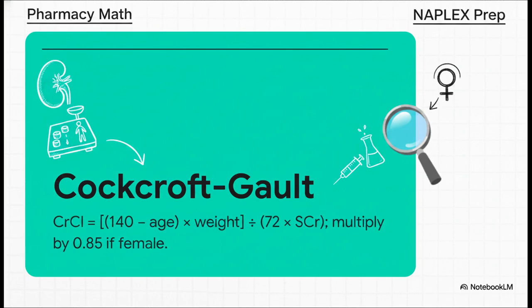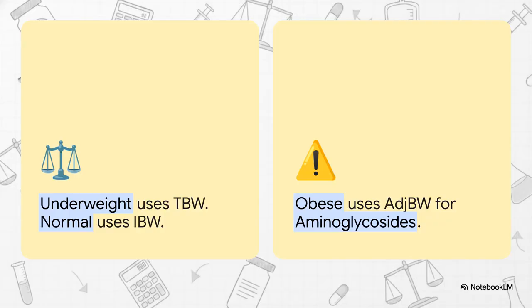The real trap is choosing the right weight. And here is your major NAPLEX trap alert. You have to select the correct weight based on the patient's body habitus. Always use total body weight if the patient is underweight. For normal weight patients, you're usually going to use ideal body weight, but you must switch to adjusted body weight for obese patients specifically when they are receiving aminoglycosides.